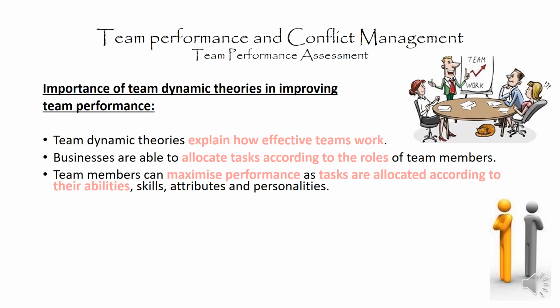Team members can maximize their performance, as I said, because we are allocating tasks according to their abilities, their personalities, their strengths. If we understand different personalities, we can understand that a person is going to perform better if we give him a task that will suit his personality and his abilities and his strengths. We are not going to give him something that he is very weak in, okay? But we need to understand the different personalities in order to do this.